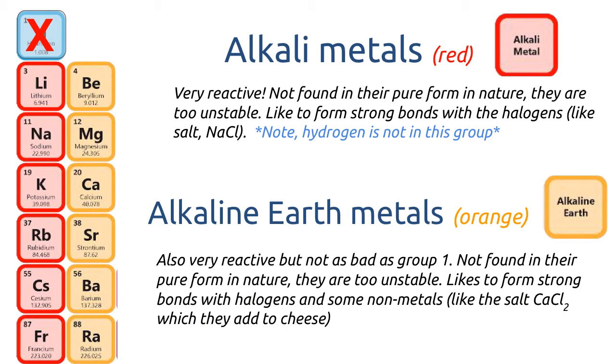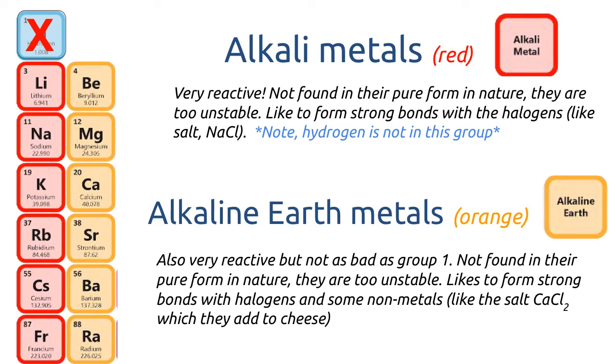So my first group on the periodic table are my alkali metals. We saw this in a video of how reactive these are and that the reactivity increases as we go down the periodic table. So sodium is more reactive than lithium, rubidium is more reactive than sodium, etc. Note, hydrogen is not in this group. It's because hydrogen is not a metal. Alkali metals like to form strong bonds with the halogens. We'll see that when we get to the halogens as well.